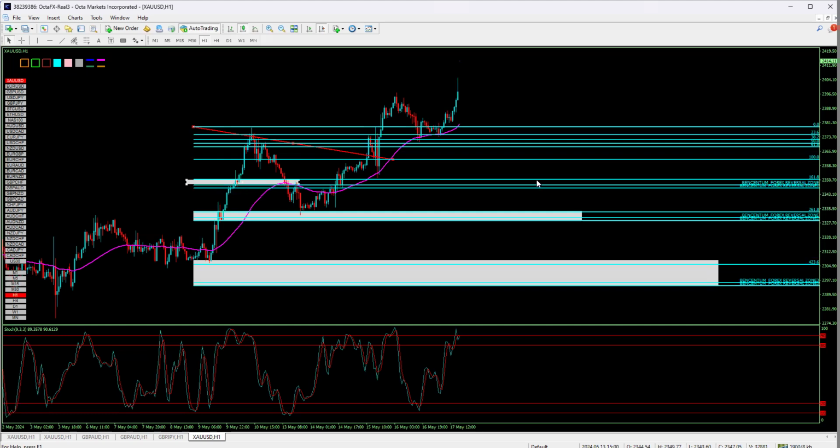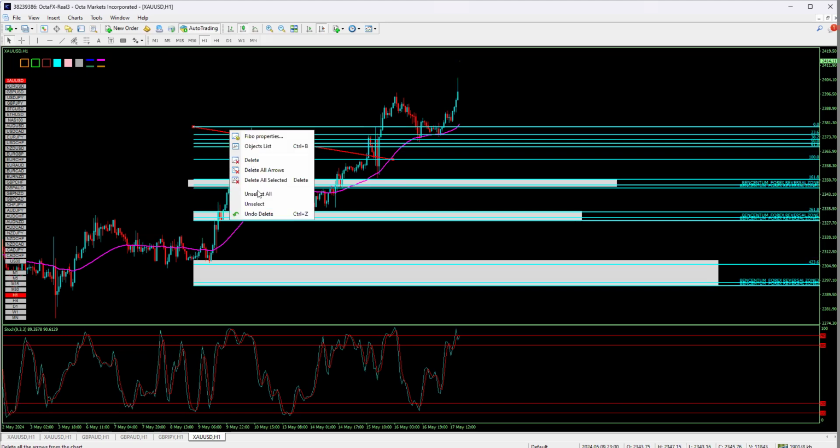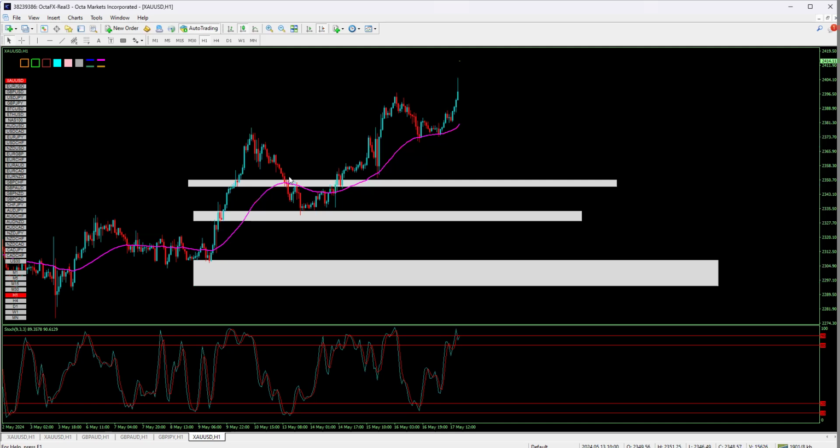This reversal zone failed. This is where we hit our stop loss last week. So this one failed, but it came to this one. This is where some people entered buy, and I entered buy too. At this point, you saw the market just started flying.